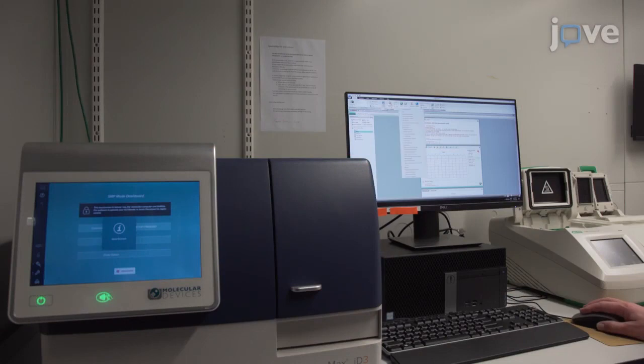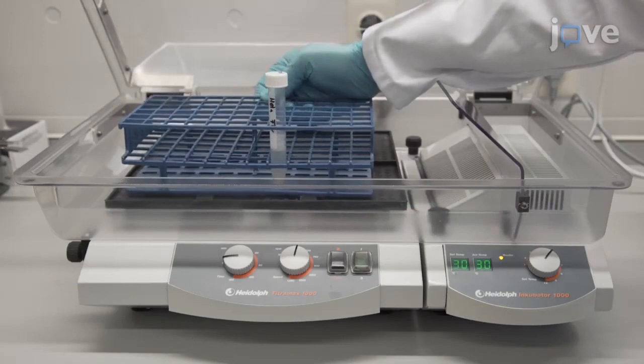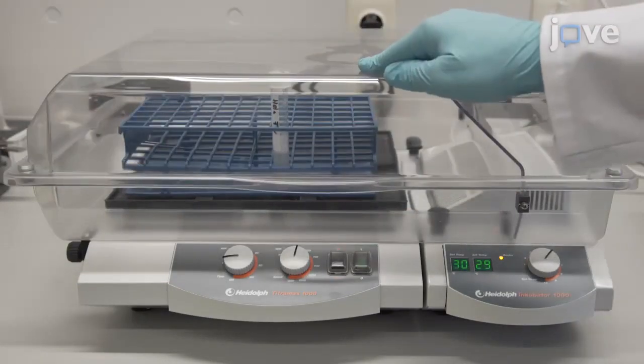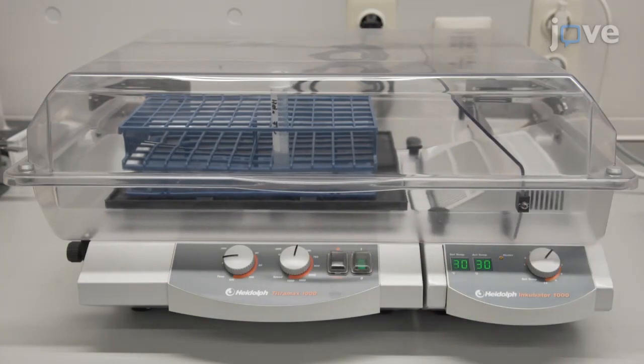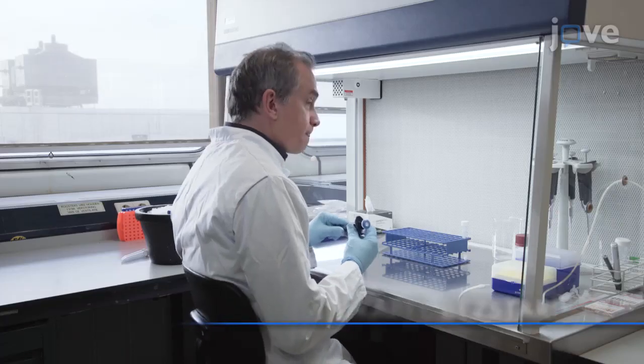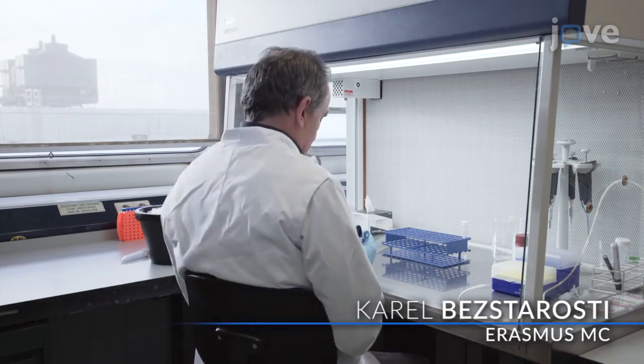Several aspects of the protocol are difficult to describe in words. Visualization of some of the key steps is essential to be able to repeat these analyses by a different operator in a different lab. The procedure will be demonstrated by Karel Bezstarosti, who is a senior technician in my lab.